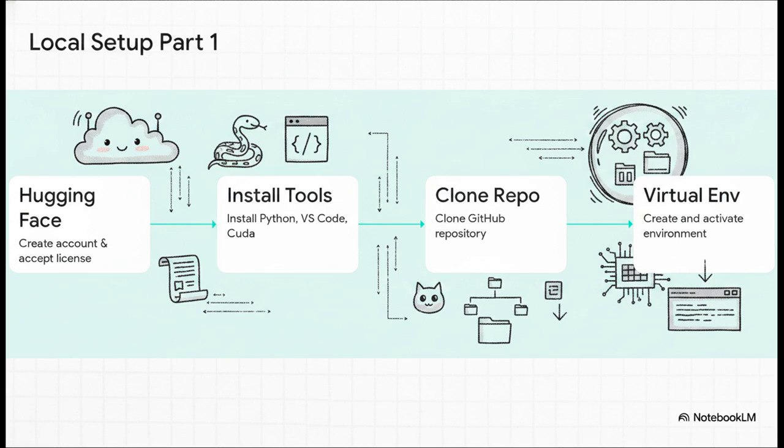Second, you got to prep your machine. You'll install Python, a code editor like VS Code, and this is crucial, if you're on Windows or Linux with an NVIDIA card, you need the NVIDIA CUDA toolkit. That's so your GPU can actually talk to the AI. Third, you'll clone the specific project repository from GitHub to get all the base code. And finally, you'll pop open your terminal to create and activate a Python virtual environment. Basically, this just creates a safe, isolated little bubble on your computer so all these new AI packages don't go messing with your main system files.